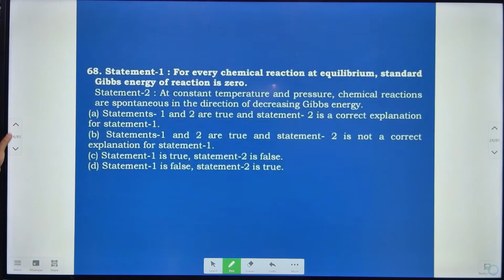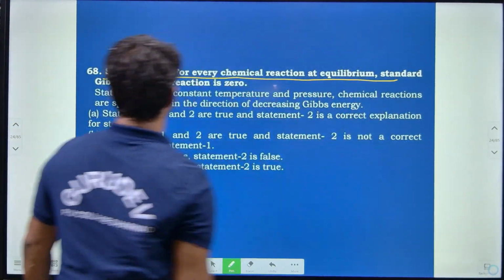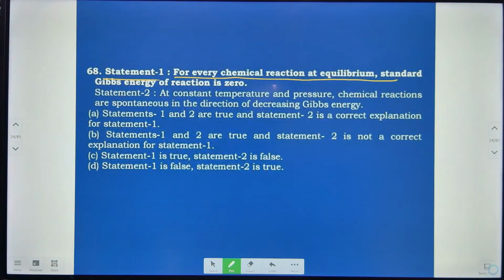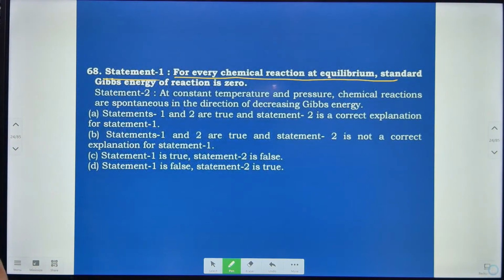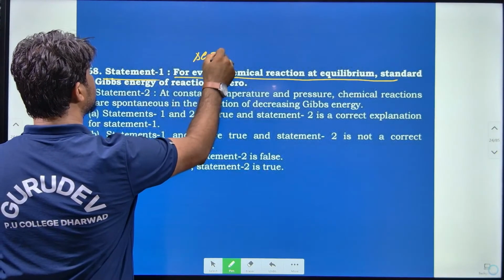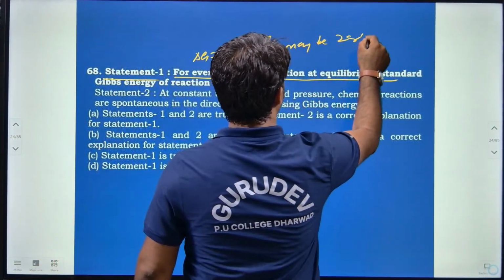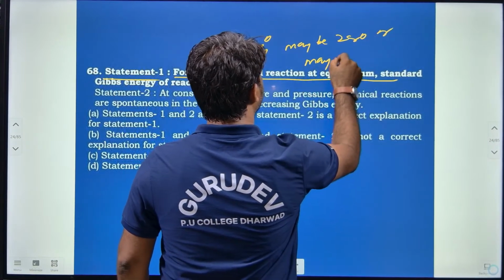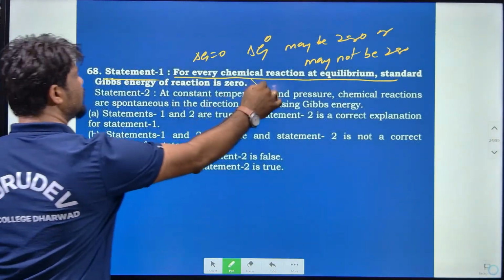Next, go to question number 68. Statement 1: for every chemical reaction at equilibrium, standard Gibbs free energy is 0. Is the statement right or wrong? That we need to find out. It is a wrong statement. Here delta G is equal to 0, but delta G naught may or may not be 0. Hence, the first statement is wrong.